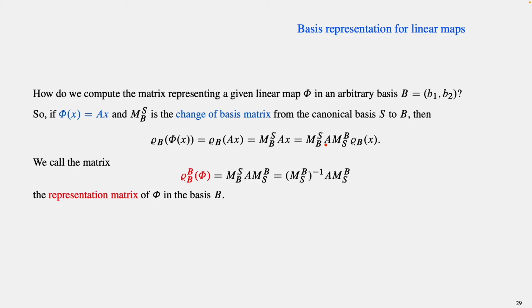And we call this matrix here rho BB of phi. So rho BB of phi, of the linear map phi, is MSB times A times MBS, where A is the matrix representing phi in the canonical basis. And recall that this is the inverse of this one, so we could write this as MBS inverse times A times MBS. And we call this the representation matrix of phi in the basis B. Note here the rho has two indices, because this linear map takes as input the basis representation B and spits out again something represented in the basis B. So here the notation for linear maps differs from the notation rho B for vectors, because here we have an input and an output for a linear map, and here it's just applied to one vector.